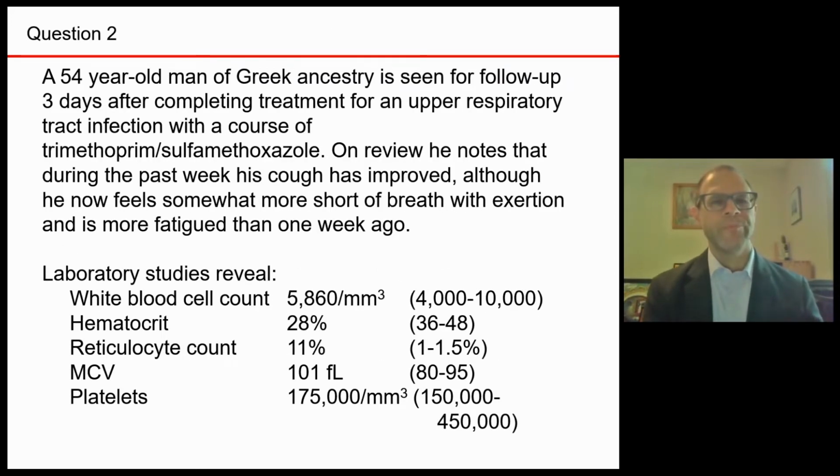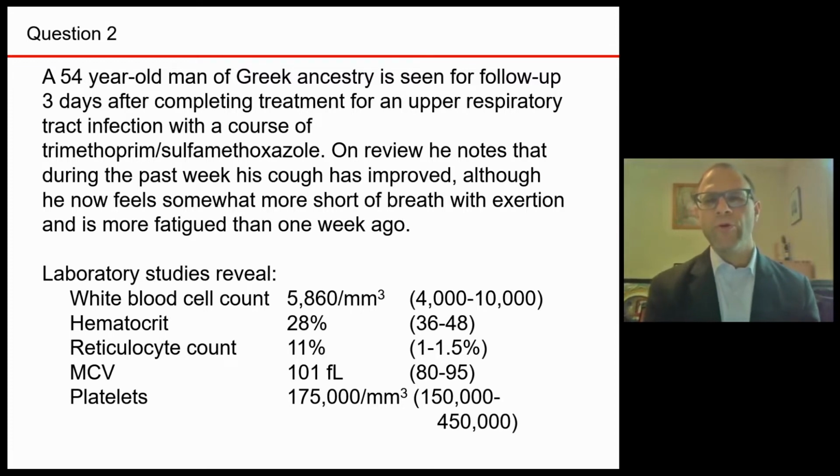The next question: a 54-year-old man of Greek ancestry is seen 3 days after completing treatment for an upper respiratory tract infection with trimethoprim sulfamethoxazole, also known as Bactrim. On review of his history, it seems that he started to get better, but now is becoming more short of breath and fatigued. His labs show a hematocrit of 28% with a reticulocyte count of 11%. MCV is also elevated at 101.